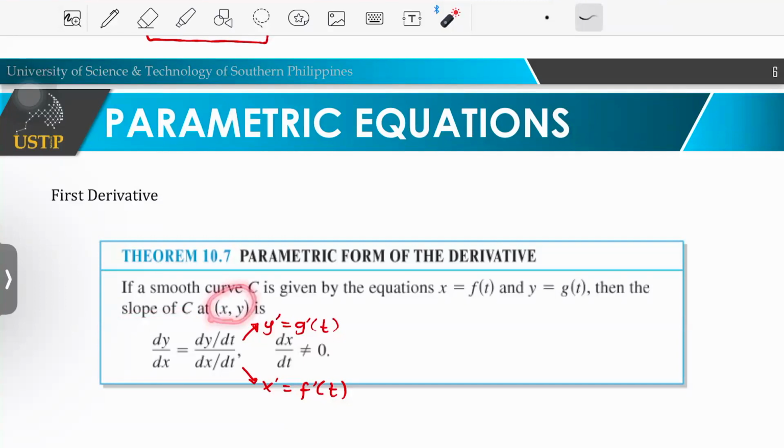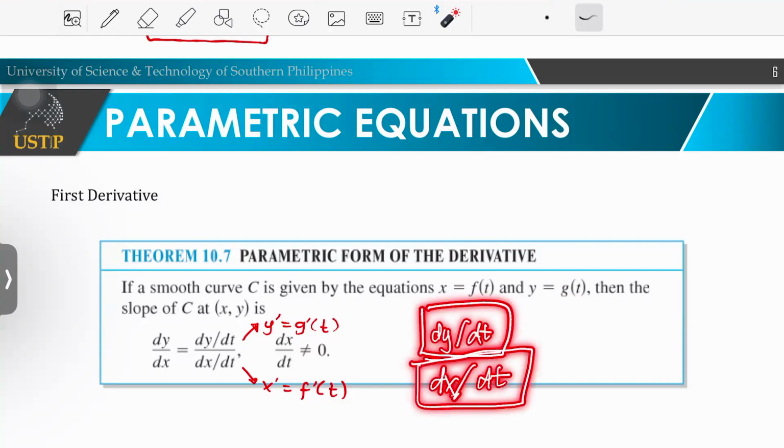And the slope of C, that is a derivative, no? At xy is dy over dx, no? And in this case, functions of t man itong x and y, then how do we get dy over dx if we have parametric equations? One way is to convert parametric to rectangular and then get the derivative. Or you just have to get dy over dt over dx over dt. Meaning you get the derivative of y with respect to t divided by the derivative of x with respect to t.